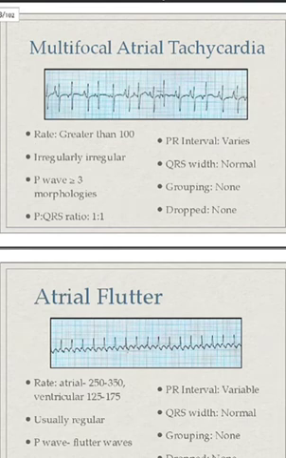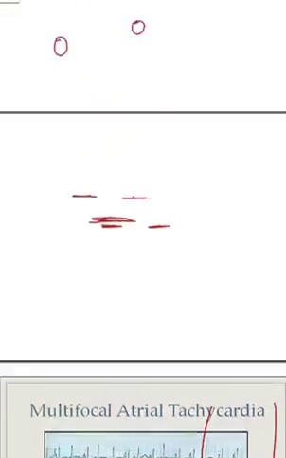Let me just show you the difference with ectopic atrial tachycardia. In ectopic tachycardia, there is just one focus due to which P wave is present, but P wave is inverted or has different morphology than normal P wave. In multifocal atrial tachycardia, however, P wave is present with different morphologies, because there is more than one focus of atrial tachycardia, right?